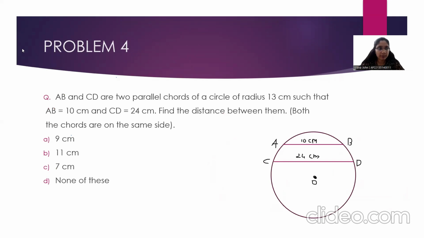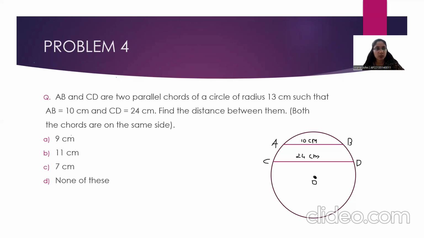So here is problem 4. What does it say? Let's read the problem. AB and CD are two parallel chords of a circle of radius 13 centimeter such that AB equal to 10 centimeter and CD equal to 24 centimeter. Find the distance between them. One of the hints given is that both the chords are on the same side, which means either above the center or below the center, but both the chords should be on the same side.